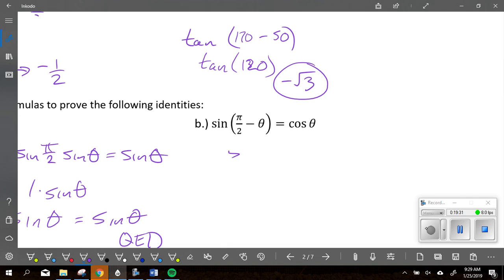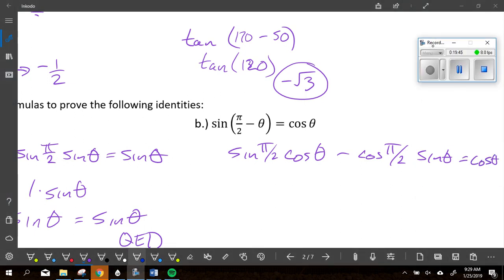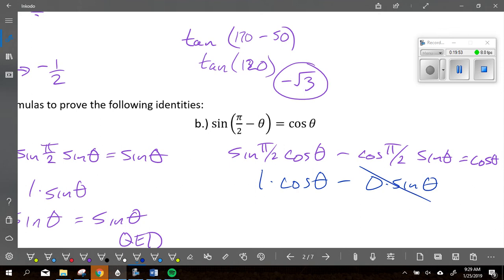Okay, same thing on the right one. Sine, and I'm subtracting, so I'm doing sine of pi over 2 cosine theta minus cosine pi over 2 sine of theta. I'm using my sum and difference identities. I'm trying to get this whole thing equal to cosine. So when I do that, this is 1 times cosine minus 0 times sine. That guy doesn't matter. Cosine of theta equals cosine of theta. Yay for me.